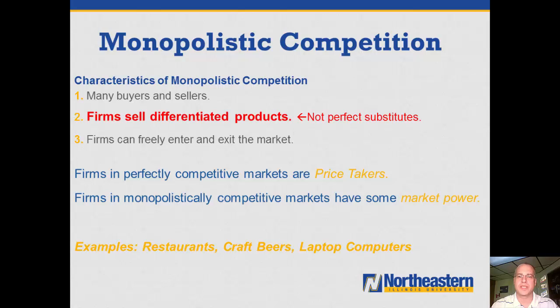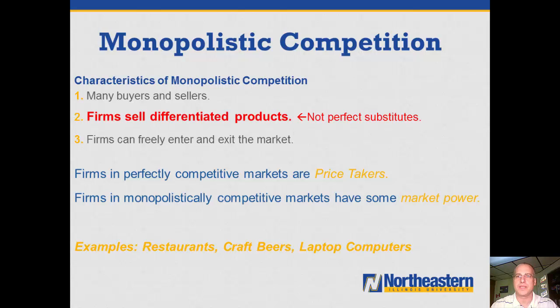Here are the characteristics of a monopolistically competitive market that we're interested in. The first one is that there are many buyers and sellers and potential entrants and exits in the market. The second one, and this is the important distinction between a monopolistically competitive firm and a perfectly competitive firm, is that firms sell differentiated products. They sell products that are not exactly identical. Coke, for instance, is slightly different than Pepsi, and some people have a preference to one or the other. And then finally, in a monopolistically competitive market, firms can freely enter and exit.